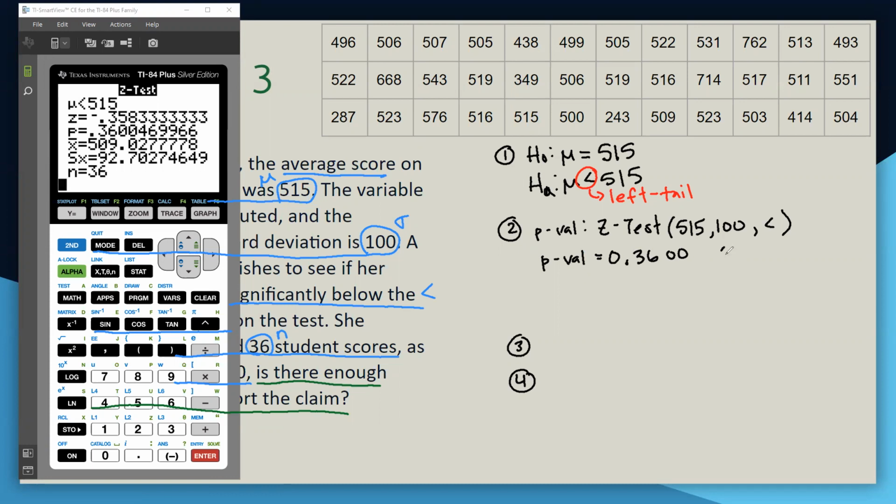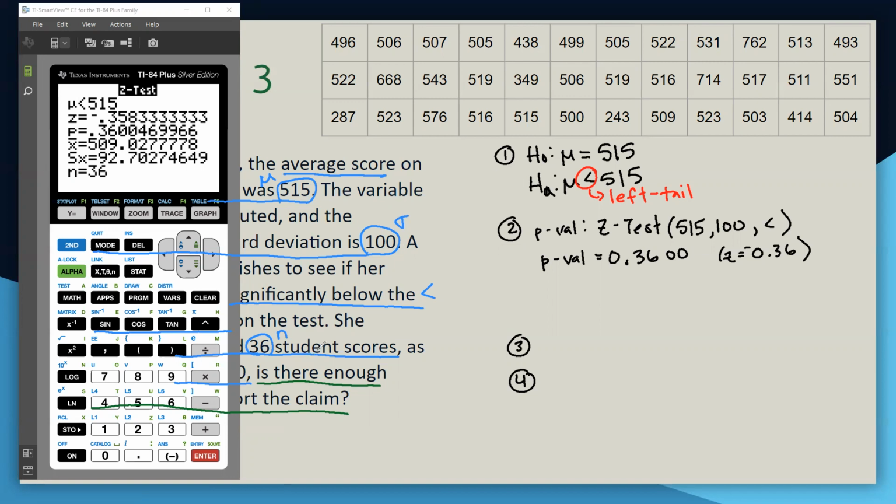And that makes sense because I know my z-score is very close to 0, negative 0.36. That's less than 1 standard deviation from the mean. That's pretty close to the mean. So I'm not surprised that my p-value is 36%. You'll also notice that it spits out the sample mean, 509.0, which is pretty close to 515, particularly given that the standard deviation is 100. And our sample size is pretty small at 36.